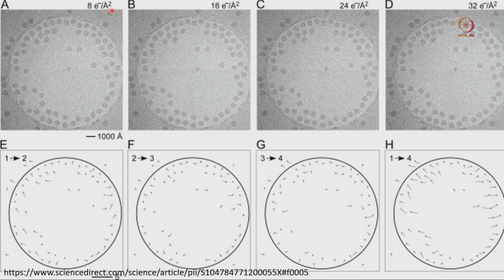Now, if you look at the top, what can you see? You can see different electron doses exposed on this same hole, where we have the same virus particles: 8 electrons per angstrom square, 16 electrons per angstrom square, 24 electrons per angstrom square, and 32 electrons per angstrom square. Now, at the bottom, figure E, you can see the trajectory of individual virus particles, how they are moving inside the ice.